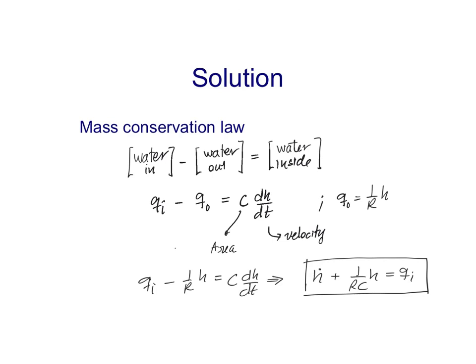So if we consider this with respect to time, then we may write this equation as Qi minus Qo, which is the output flow, is going to be equal to the flow inside the tank. Flow inside the tank can be obtained multiplying the transversal area times the velocity. And for this, the velocity can be obtained as the derivative of the height with respect to time. Considering the flow through the valve, Qo, it's going to be proportional to the height, like 1 over R times h. So finally, we have the first order differential equation h dot plus 1 over RC times h equals Qi. And this is our mathematical model.